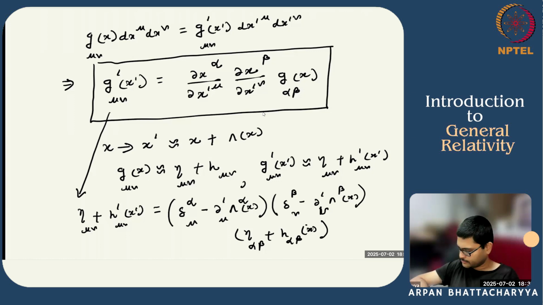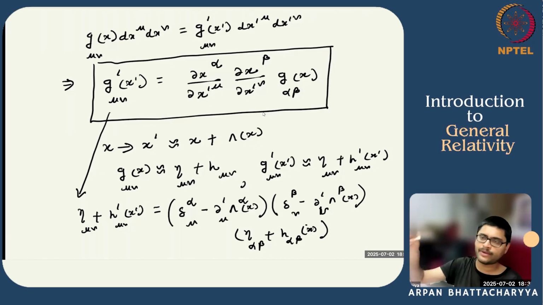So at the linear level, we will again neglect any product between lambda and h, because lambda is of the order of h. For example, this times this will be of order h squared, which we are going to neglect. Okay.